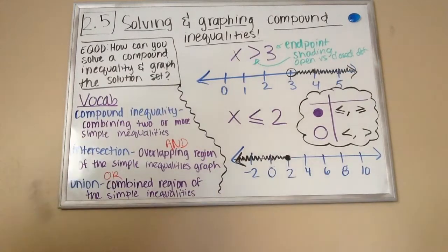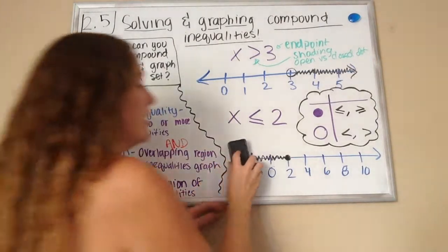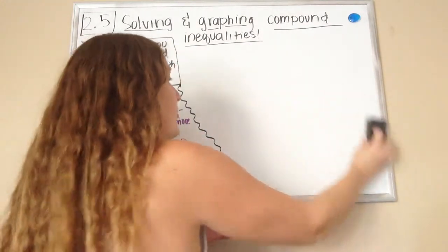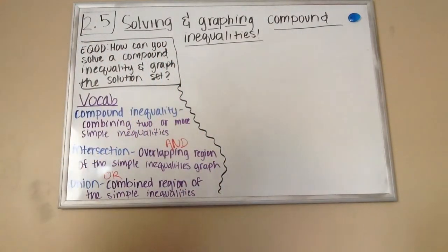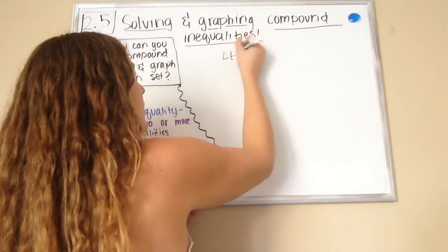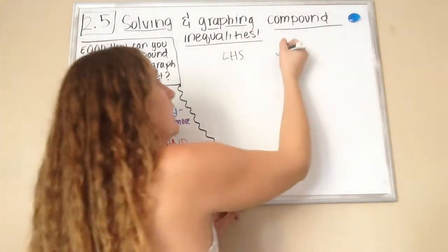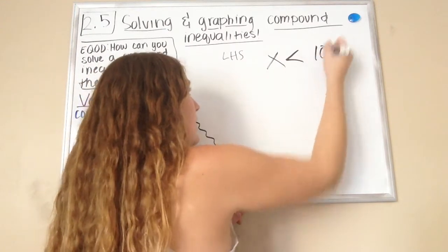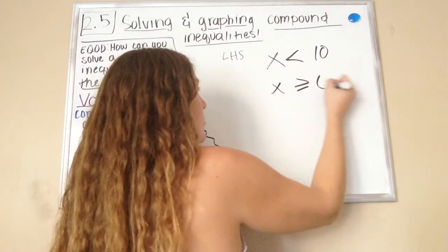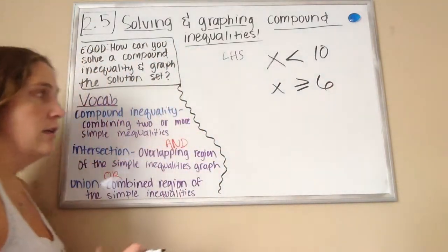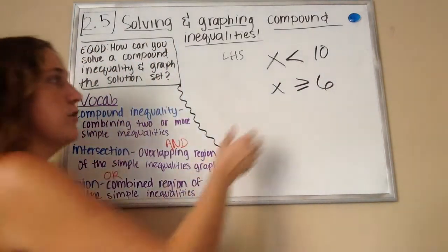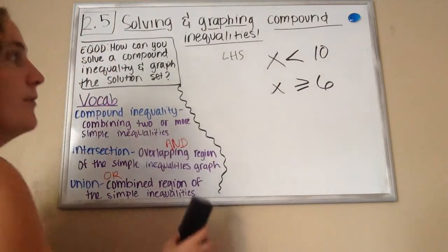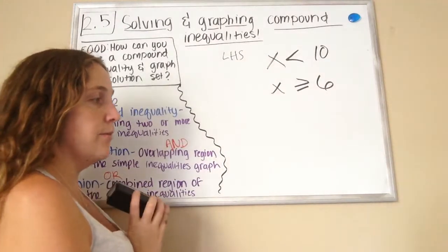Okay, so let's do some complex inequalities. Well, no, before that, I want you guys to practice with these. I want to make sure you can do simple, because if you can't do simple, you're definitely not going to be able to do complex. So on the left-hand side, go ahead and graph these: x is less than 10, x is greater than or equal to 6. Make sure your number lines are big enough. You can use any numbers, but your 10 just has to be the center of it. Awesome. Okay, if you're not done with that, go ahead and pause the video and complete those.